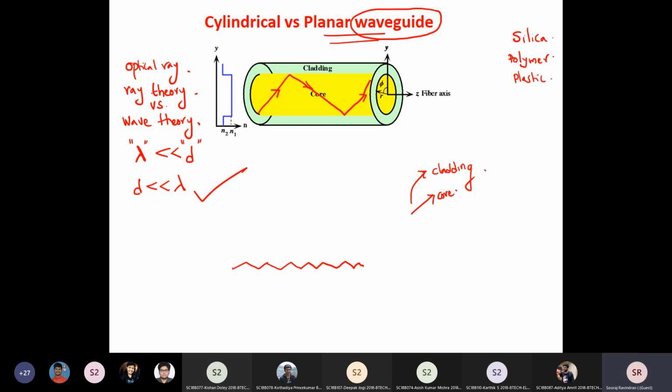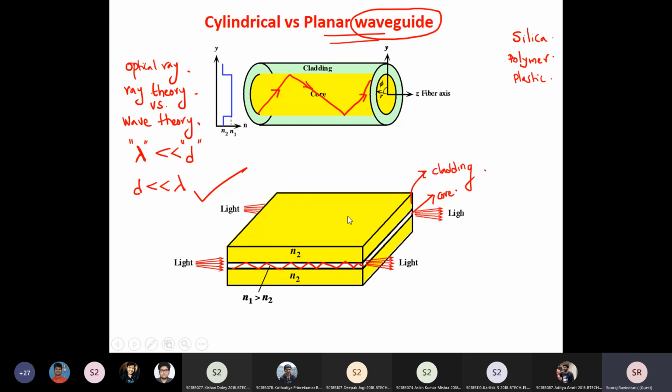The other class of waveguide is called a planar waveguide, which we had seen in our previous class. A planar waveguide usually has a rectangular geometry. It's called planar because the direction of propagation is parallel to the plane of the optical waveguide. Here also you are going to have a core. This white region has a slightly higher refractive index, the core, and the other region, the yellow region, has a slightly smaller refractive index, and you call it the cladding.